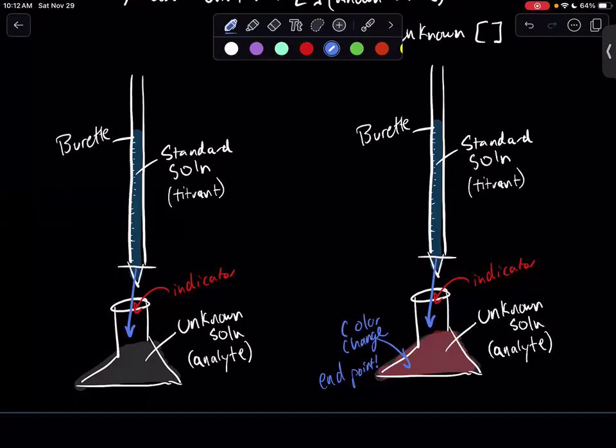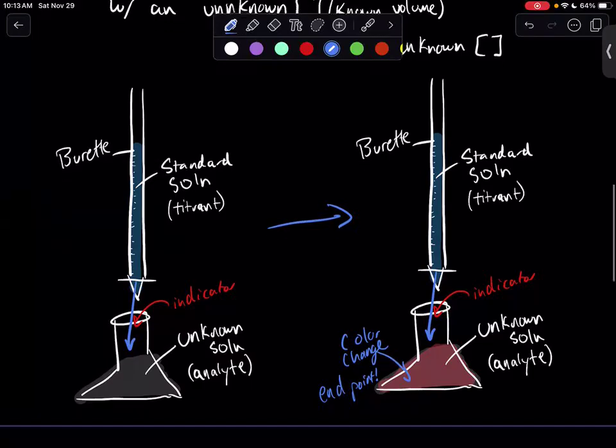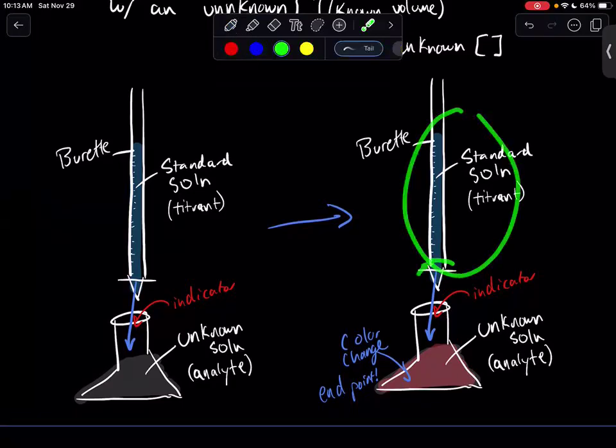And so this is a technique we use quite often to qualitatively figure out the amount of hydrogen ions in an acid or hydroxide ions in a base, because we can use stoichiometry and our calculations to figure out, based on the volume of titrant we've used, the amount of moles of reactant in our unknown solution.